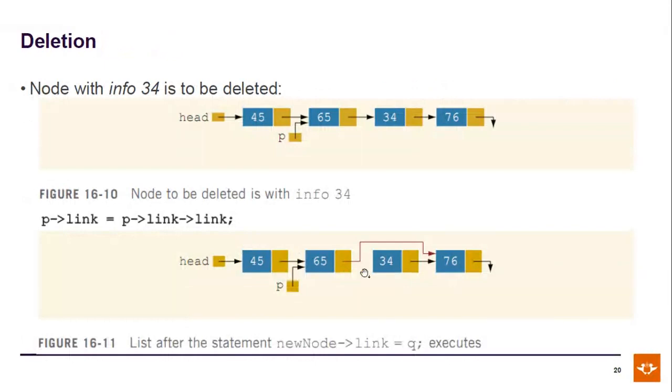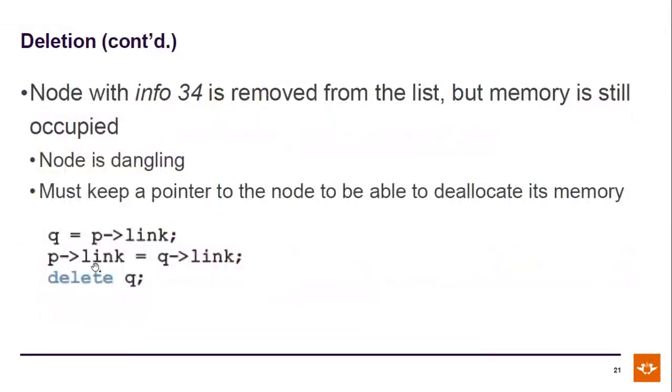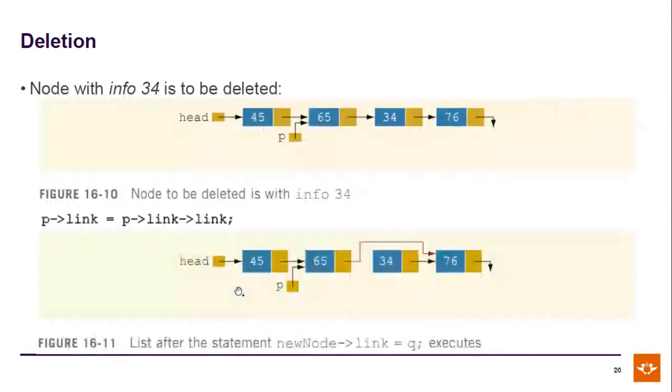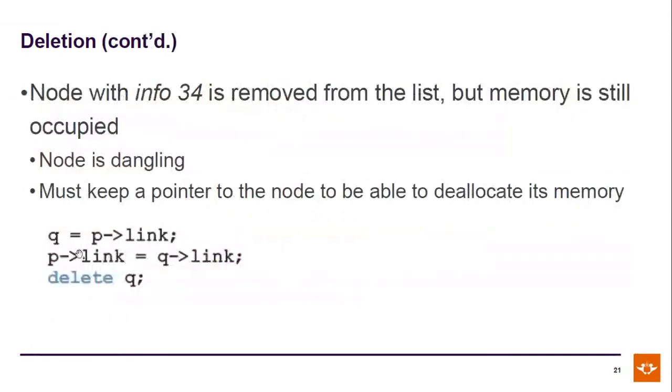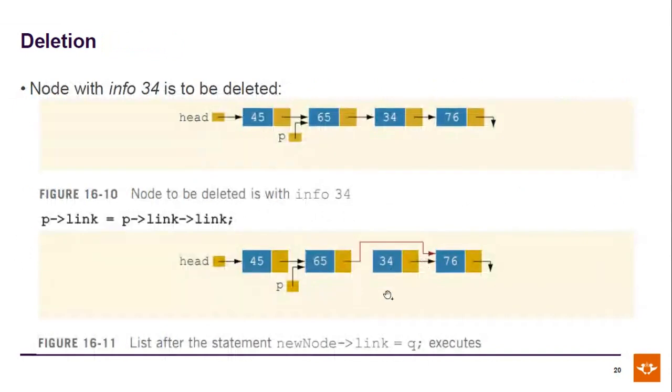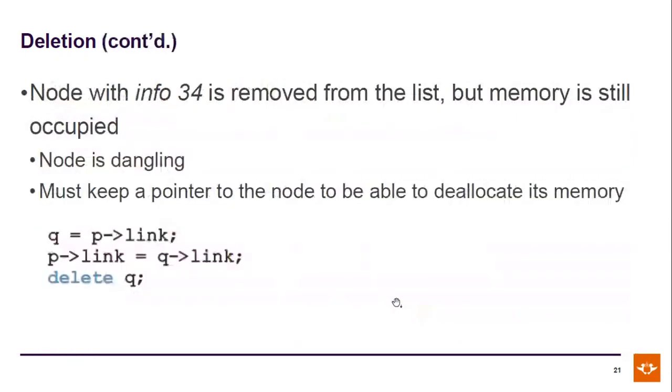So what we usually do is we assign another pointer to it. For example, we'd use the pointer q, so that we can make this point to the next one, and then we can just delete q, right? After we delete q, we've deallocated that memory, and our program no longer has rights to that memory address, right?